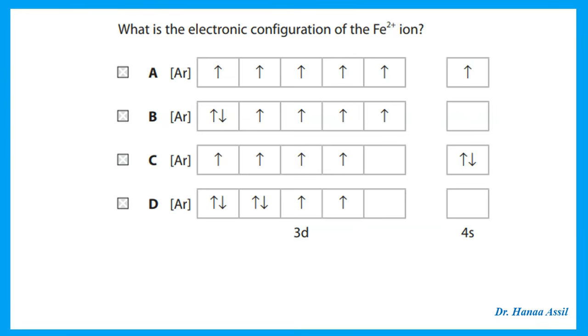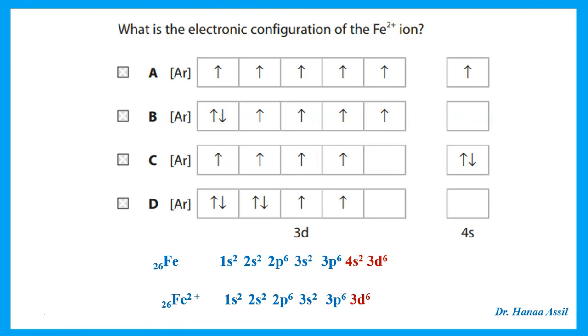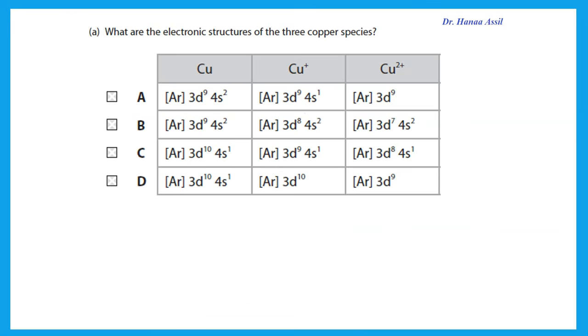So if we look at this, what is the electron configuration of iron 2+? Remember that iron has 26 electrons, 4s2 3d6. If it forms 2+, then we remove the 2 electrons in the 4s. Remember, in the 3d, we fill 1 electron into each orbital before we start to pair them.